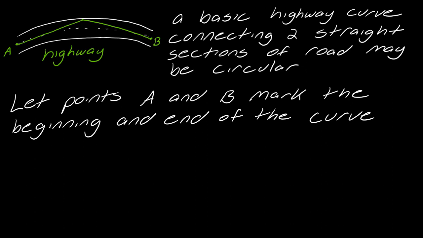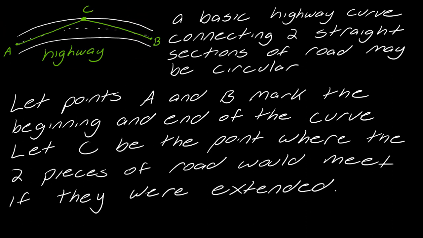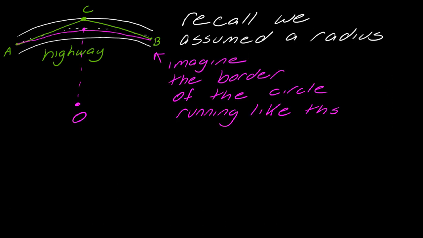Okay, so the next thing the problem talks about is that we let points A and B mark the beginning and end of the curve. The way that A and B are selected and the way that these straight lines are constructed, as you see here, is actually pretty strategic, and I'm going to show you why as we keep building up this problem. We're also going to have a point C. Point C represents the point where the two pieces of road would meet if they were extended. Remember, I showed you those two slices. If you thought about extending them, the point where they extend up to would be this point C. Okay, all right, so let's keep going.